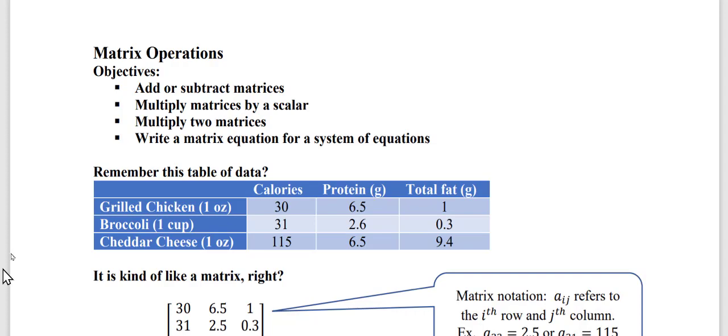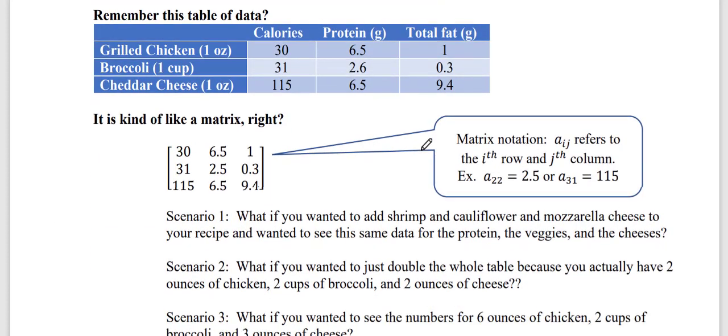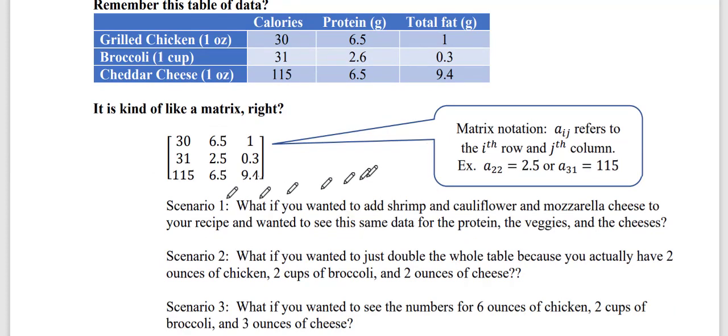This data was given in a table earlier in this unit. And so it's kind of like this matrix, right? You could put that in a matrix with this information. Scenario number 1 says, what if you wanted to add shrimp and cauliflower and mozzarella cheese to your recipe and wanted to see the same data for the protein, the veggies, and the cheeses?